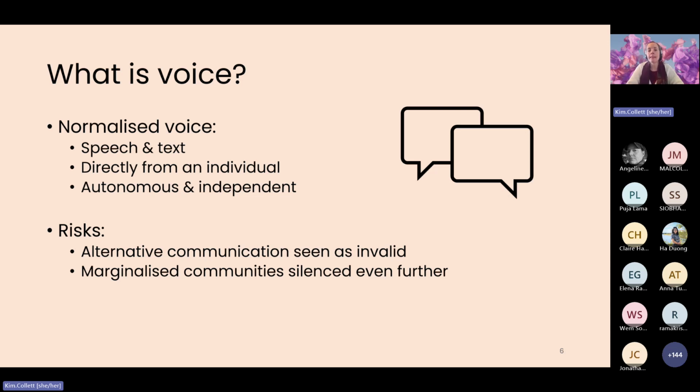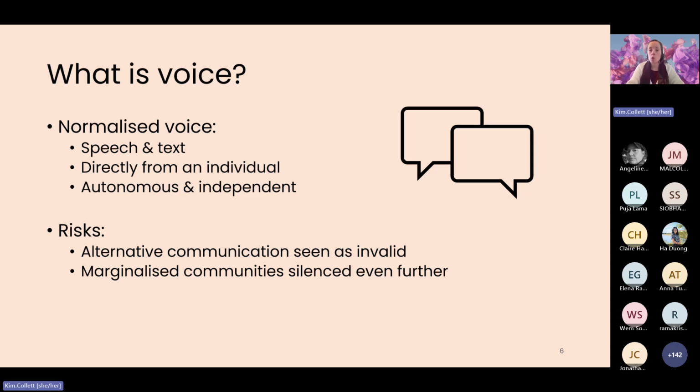And I came to the understanding that my problem with this, my worry with it, was because I had a very normalized view of what voice is. So I try and pride myself on being somebody that is a disability advocate, that does inclusive research, but I had to come to this understanding that actually my idea of what voice was normalized and therefore quite exclusionary. So often in society, and it filters through into research, when we talk about voice, we mean speech and text. That is what we think about.